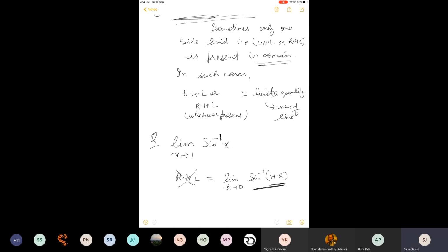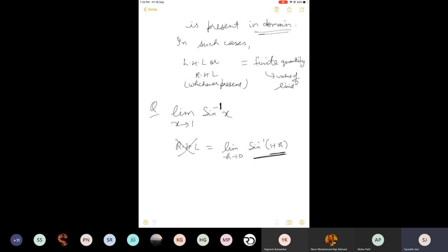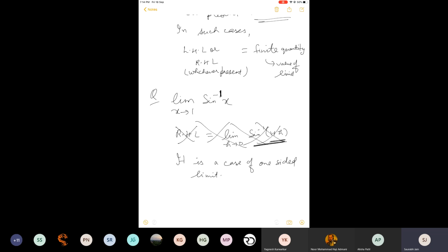But that does not mean that I will say that the limit does not exist. No. In fact, writing this whole thing was wrong. The question is okay. So it is a case of one-sided limit. Only LHL is present. So how will you come to know that? You should be strong enough in this chapter, functions. Everything should be crystal clear. You are finding the limit of a function. If you are not good in functions, obviously you will have trouble throughout now. So it is a case of one-sided limit. Only LHL is in the domain.